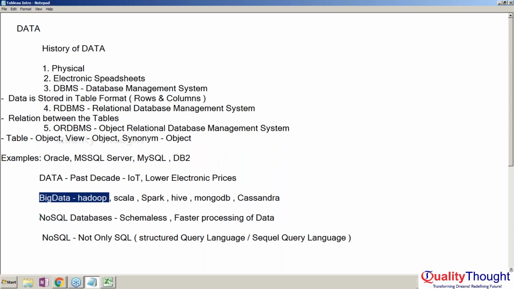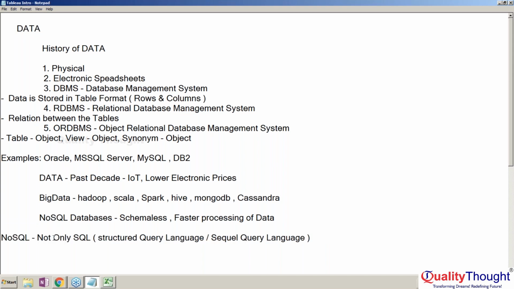Hence the emergence of NoSQL came into place. NoSQL databases are schemaless, where you can use them the way you want, and also they give faster processing of the data, which gives you much better application efficiency.